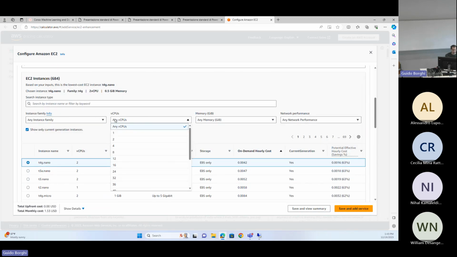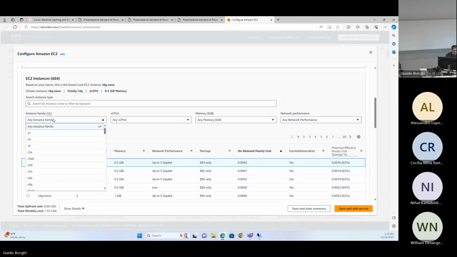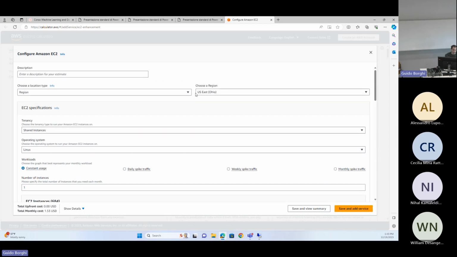So we can, for example, decide the number of virtual CPUs. We can define the instance family. As you can see here, there are a lot of possibilities, and you can see the documentation if you want to know something about this one. Remember that if you pay, you can obtain GPUs, of course, but you have to pay a good amount of money, we can say.